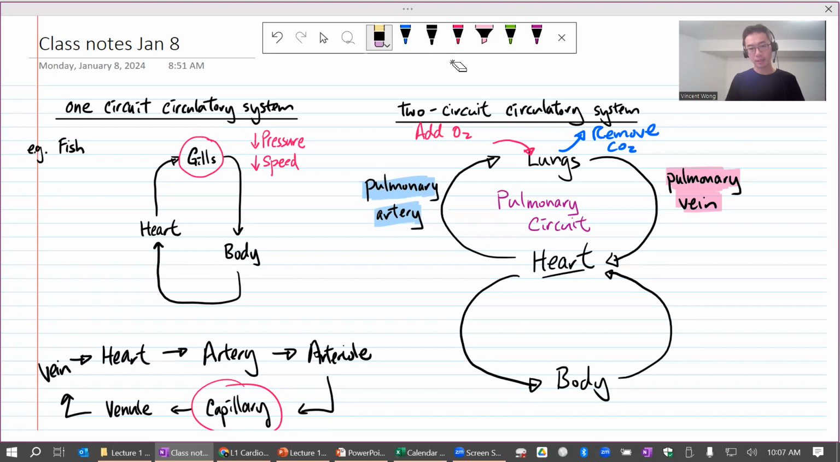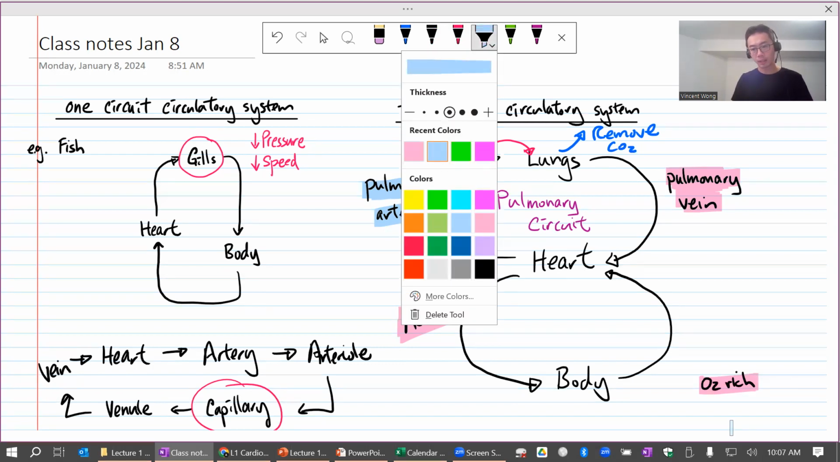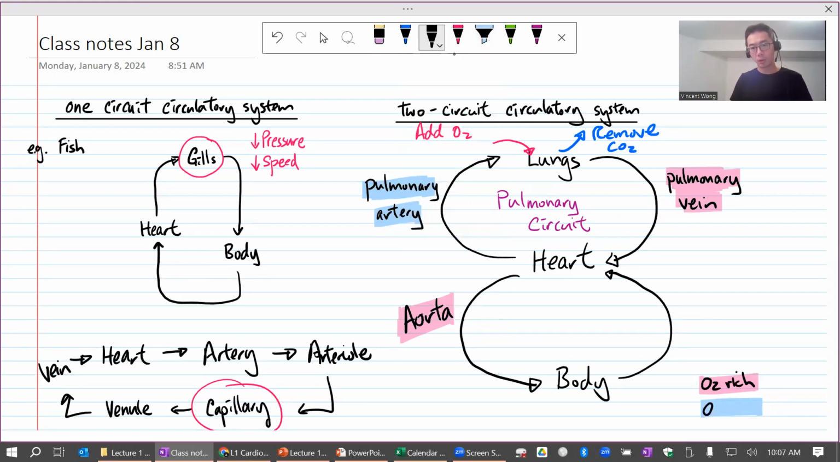From the heart to the body. Is it the inferior vena cava? But the inferior vena cava returns blood to the heart, right? Isn't it? Yeah. Aorta? The aorta, that's correct. Aorta, right? The biggest vessel, right? And this is going to be pink because it's rich in O2. O2 rich. And then the other one, the blue one, is O2 poor. Okay.